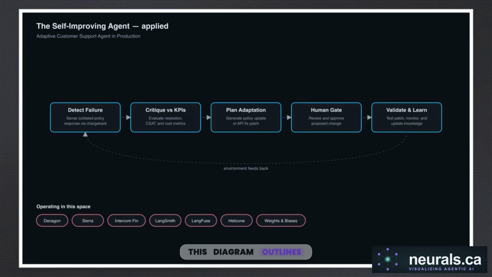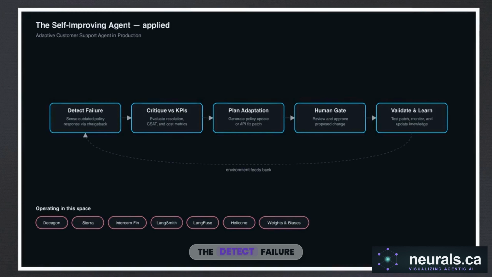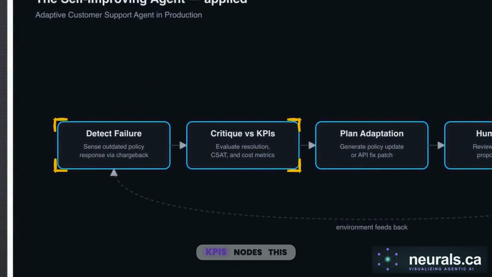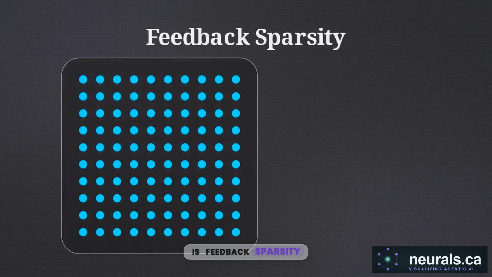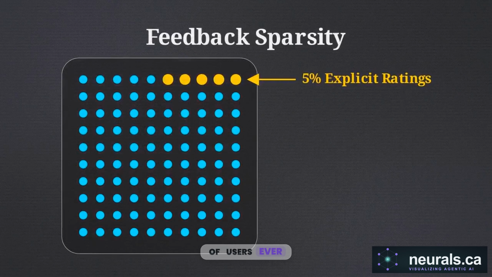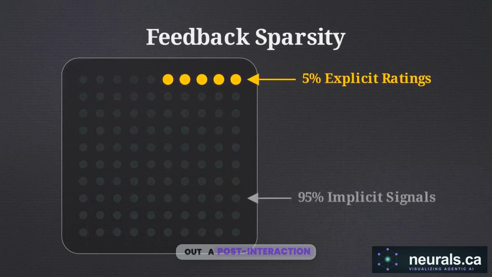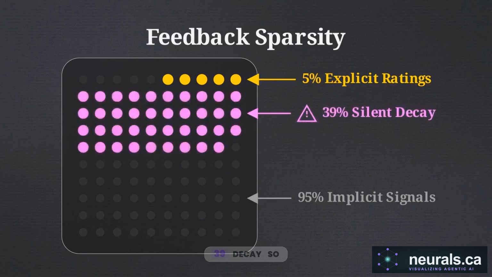This diagram outlines the self-improving flow. We start at the left with the detect failure and critique against KPIs nodes. This is where the agent watches its own performance. The technical roadblock here is feedback sparsity. Only about 5% of users ever bother to fill out a post-interaction survey. You cannot wait for explicit ratings to catch 39% decay.